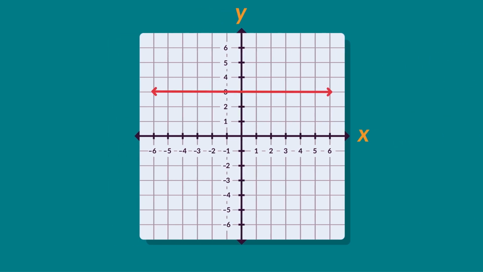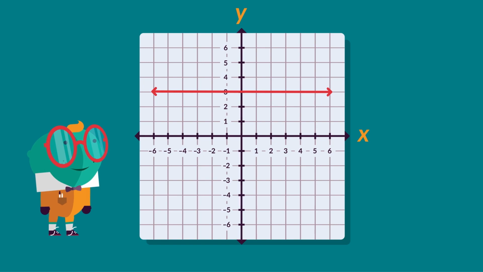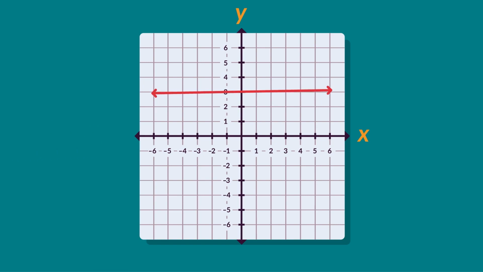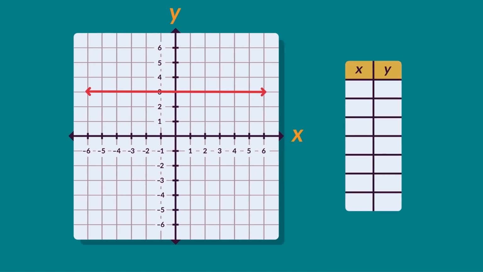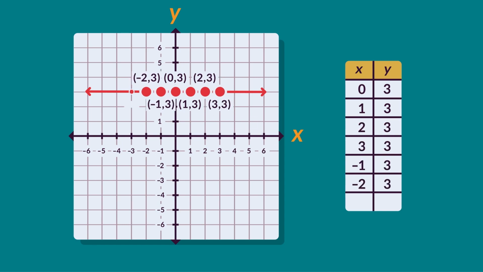What happens to a gradient when the line is horizontal? A horizontal line never slopes upwards or downwards, so the y coordinate is the same for every point on the graph. For example, here are some points that lie on this horizontal line: (0, 3), (1, 3), (2, 3), (3, 3), (-1, 3), (-2, 3), and (-3, 3). This means the difference between the y-coordinates of any pair of points on the line is equal to 0.